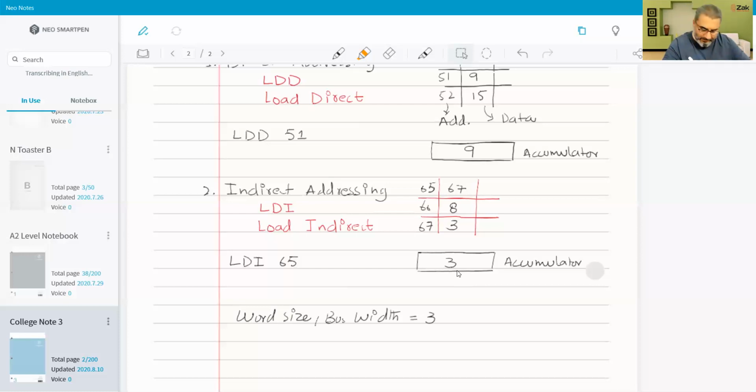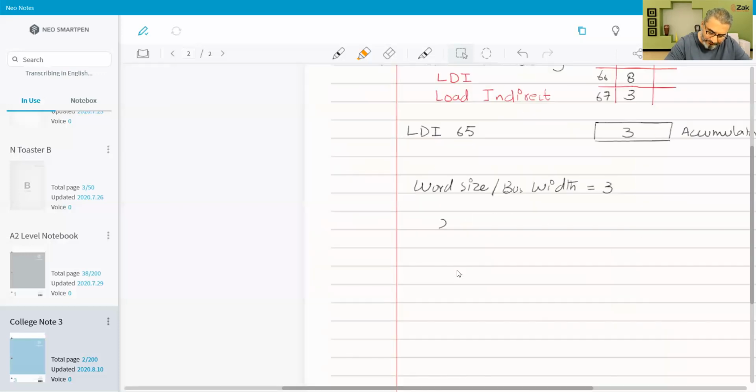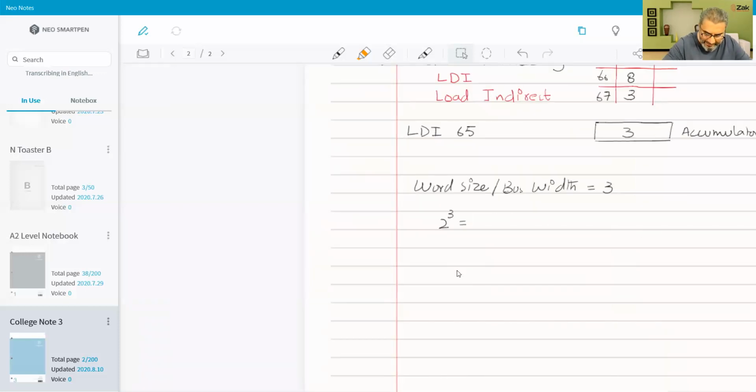Bus width or the word size. What is the word size? The number of wires in a bus. Okay? Which bus? The data bus and address bus. So how many addresses can this computer access? That is 2 to power 3. It can access 8 addresses, from address number 0 to address number 7. All right.